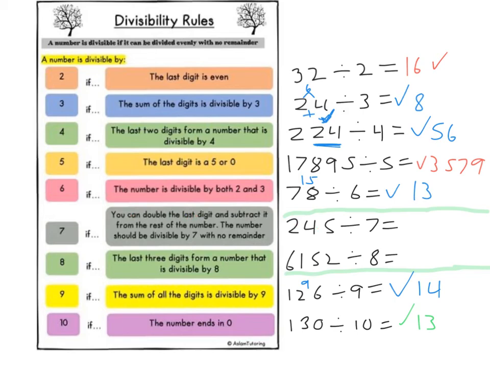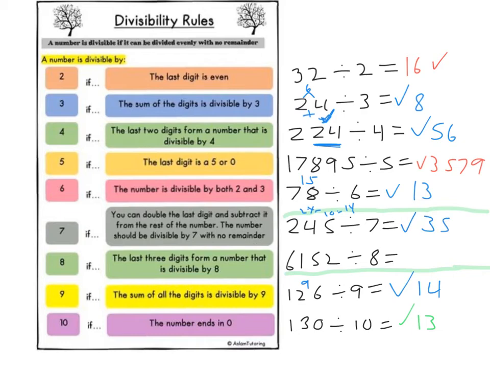So I'm doubling the last digit. 5 plus 5 is 10. Doubled my last digit, okay. Subtract it from the rest of the number. So 24 minus 10 is 14. So the number should be divisible by 7 with no remainder. Is 14 divisible by 7? Yes, it is. So we know that 245 is divisible by 7. 245 divided by 7 equals 35.